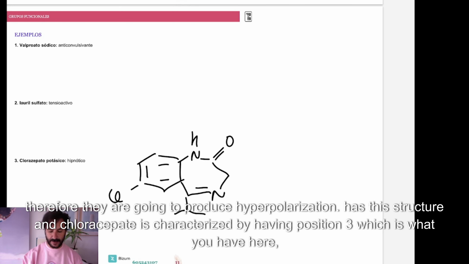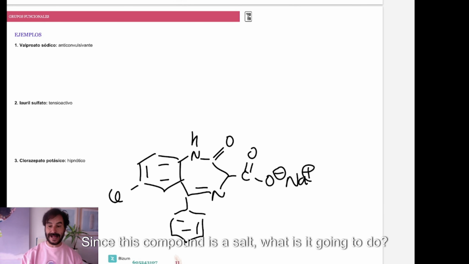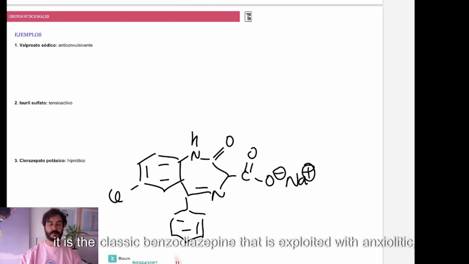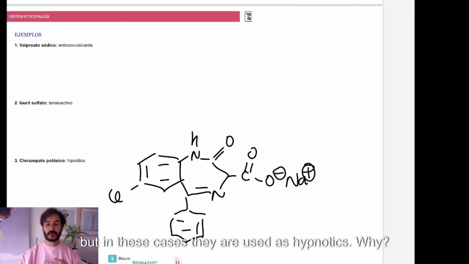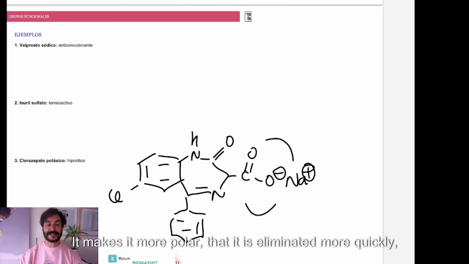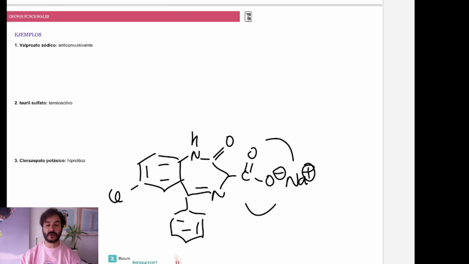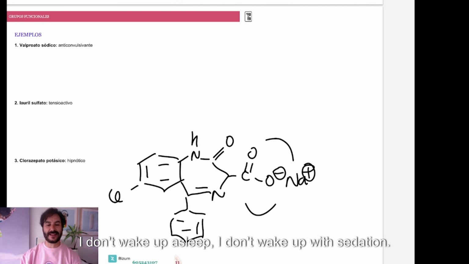Therefore, they are going to produce hyperpolarization. It has this structure, and clorazepate is characterized by having at position 3, which is what you have here, a carboxylate salt. Since this compound is a salt, what is it going to do? Well, it is the classic benzodiazepine that is exploited as a muscle relaxant, but in these cases, they are used as hypnotics. Why? Because by having this carboxyl group, it is more polar and is eliminated more quickly. So I give it as a hypnotic to induce sleep, and the next day I don't wake up with residual concentrations, I don't wake up with sedation.